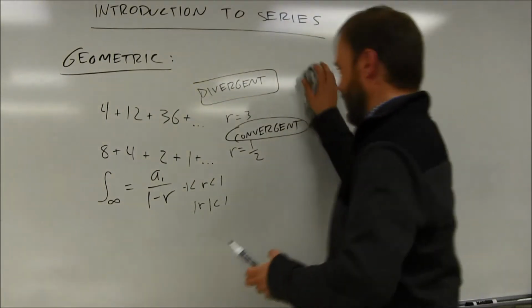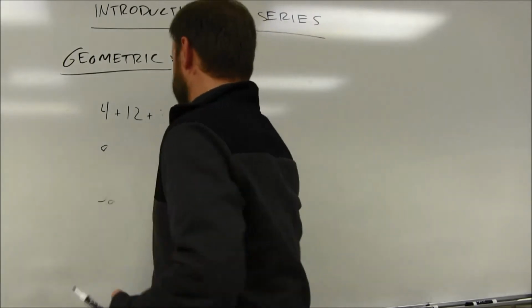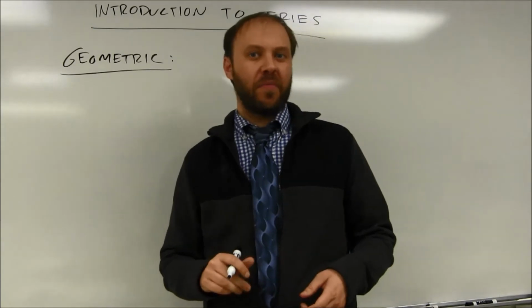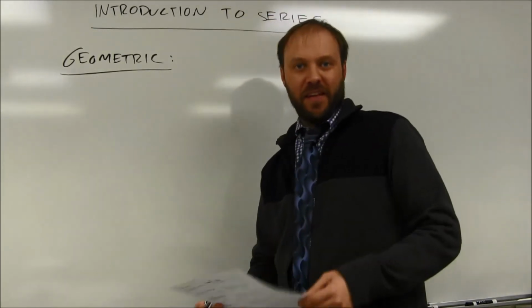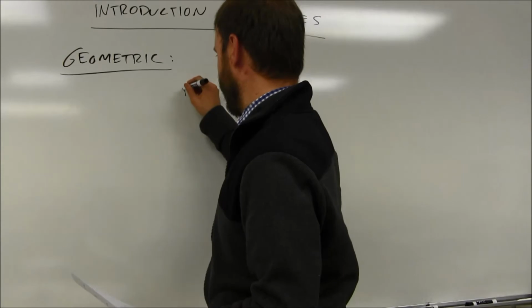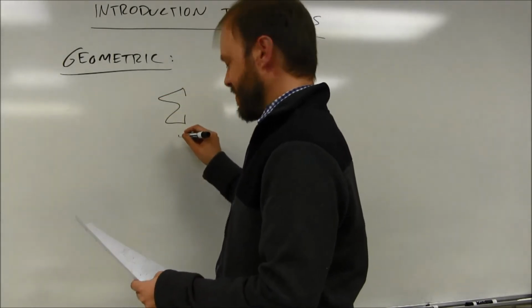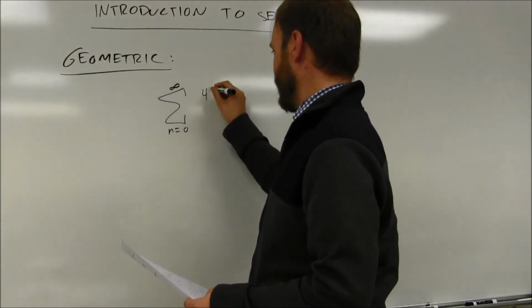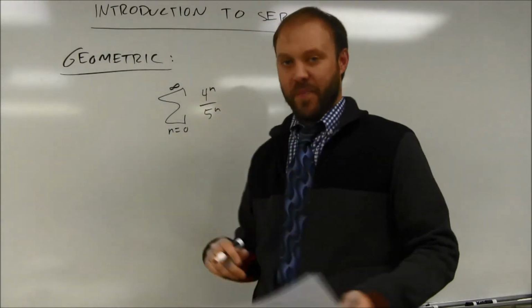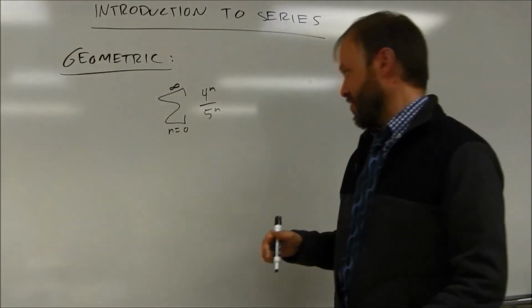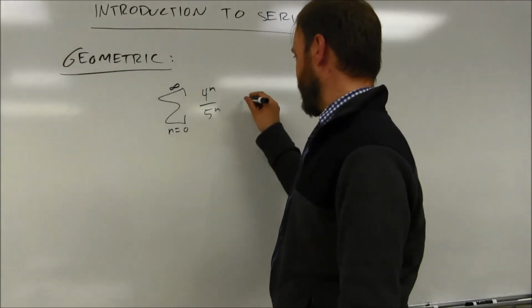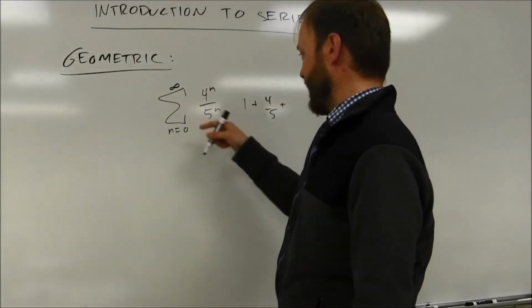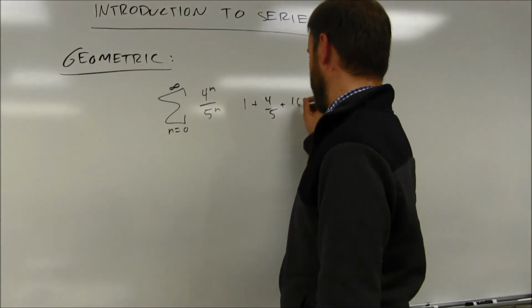Now, what are typical problems going to look like? Well, if you took a look at a BC exam, you would see a whole lot of sigmas popping up all over the place. And that can be a little bit disturbing to people at the start. So you might see something like n equals 0 to infinity, and you've got a series like 4 to the n over 5 to the n, okay? You could write out a few terms. If n is equal to 0, your first term is going to be 1. If n is equal to 1, your next term is going to be 4/5. If n is equal to 2, your next term is going to be 16/25.